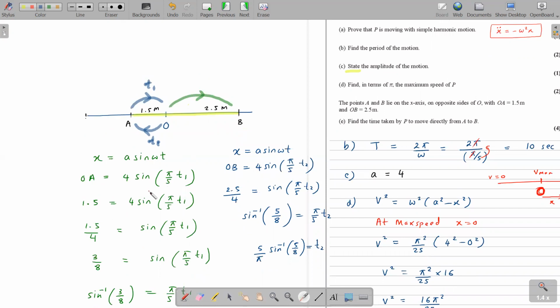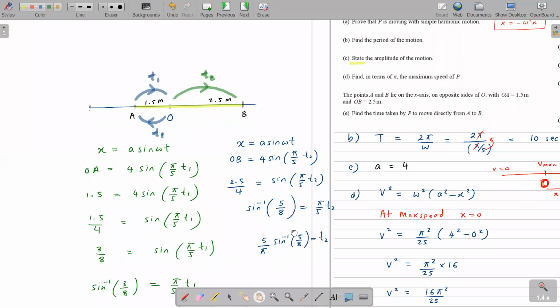Similarly, you can use a similar approach to find the time taken from O to B. O is the center, so to B it's again x equals a sine omega t, because the particle starts motion from the center. Amplitude is 4 and omega is pi over 5, and here the time taken I've taken as T2. Then it's a matter of simplifying: OB distance is 2.5, take 4 down, take the sine inverse, and then take the pi over 5. So 5 over pi, sine inverse 5 over 8 is T2.